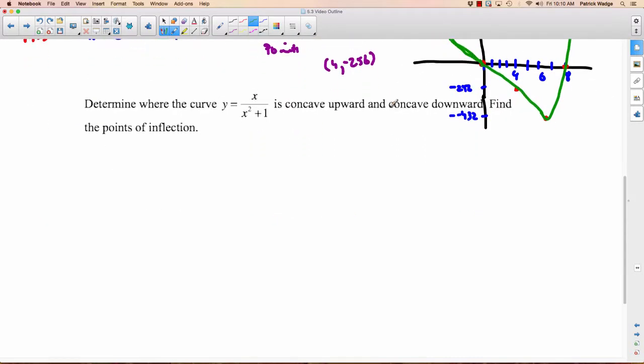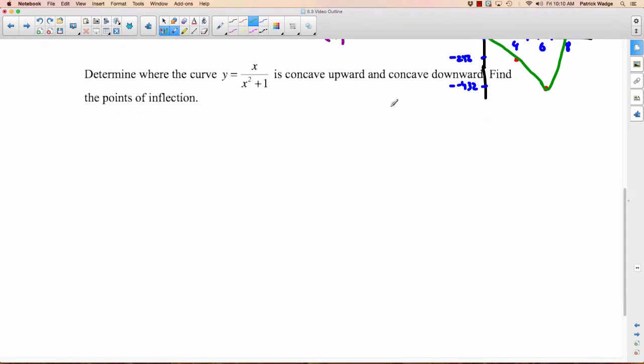Okay, one more. This time we don't have to draw the graph and all that kind of stuff. We just have to find where it's concave up and concave down.